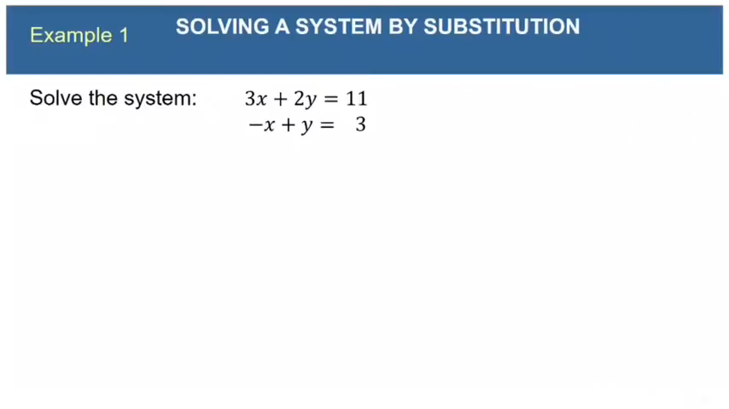Now that we have the steps for solving a system by the substitution method, let's do an example together. This is example 1, and it says solve the system 3x + 2y = 11 and -x + y = 3. Now this system is just perfect for the substitution method because it's going to be very easy for us to solve this second equation for y. So let's plan on isolating the y in the second equation.